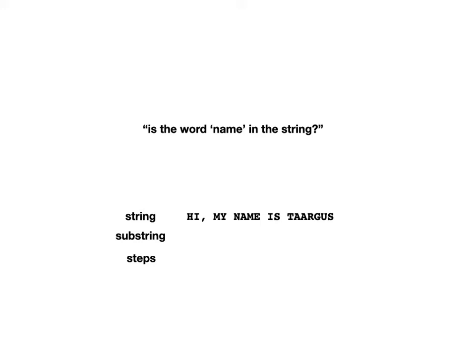How to do it? Well, it would take the substring that we're looking for, name, and it would try to match it. Step one, is NAME the same as HI comma space? No. What about I comma space M? No. No. No. No. No. No. Yes. It is the same. We found it. We scanned through all of the strings and we found, yes, this word does exist.